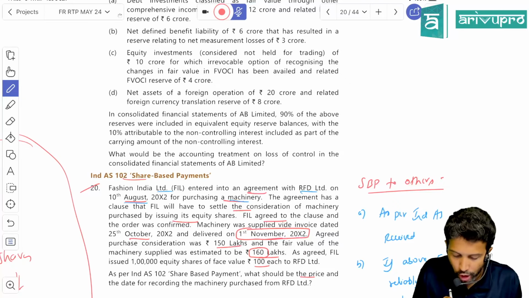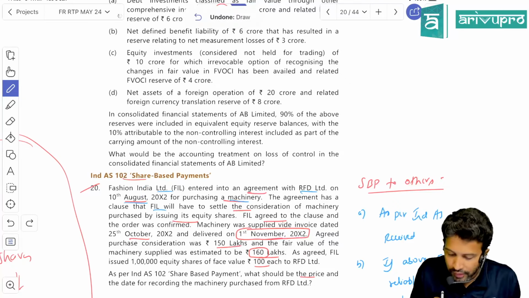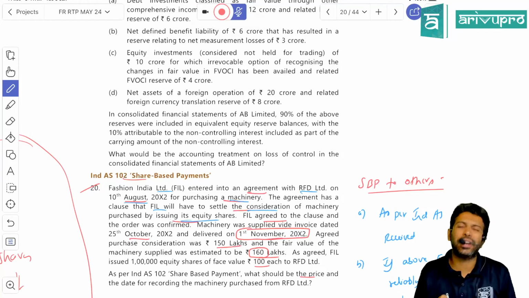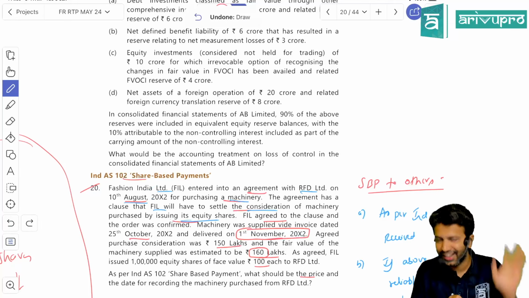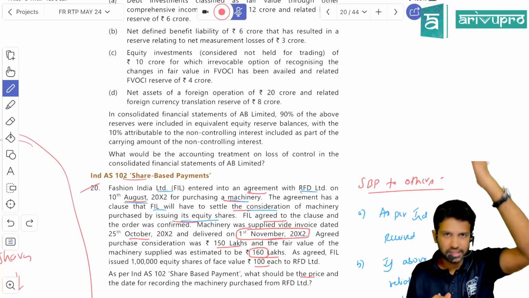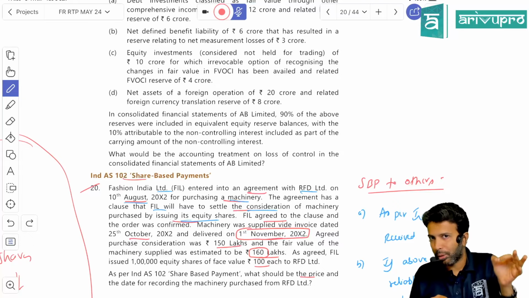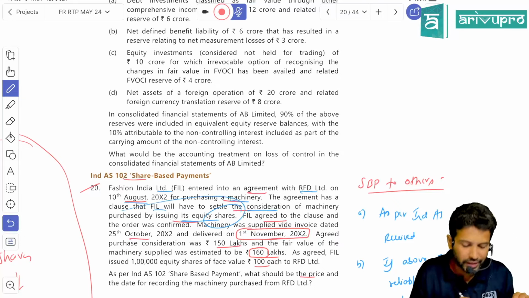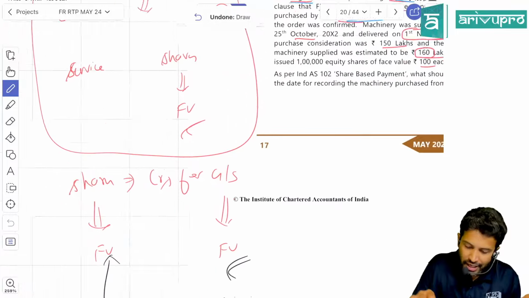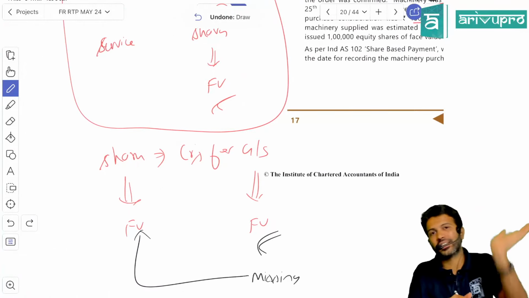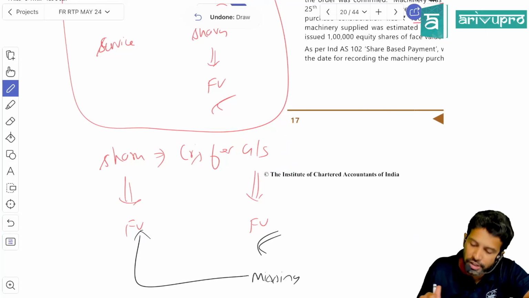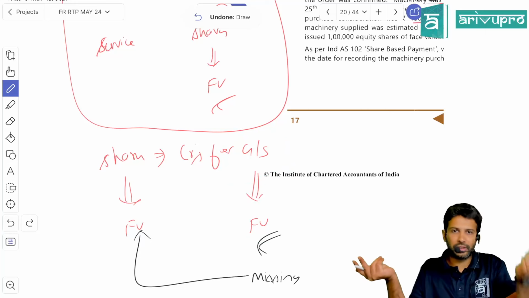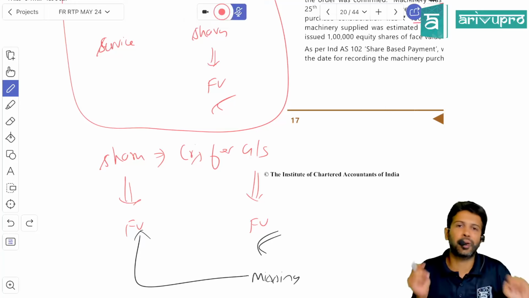The arrangement has a clause that FIL, the company, will have to settle the consideration of the machinery purchase by issuing equity shares. So we are the company, Fashion India Limited, which they're calling FIL. This FIL company has purchased a machinery and is settling the amount not by giving cash but by issuing equity shares. Is this shares given for employees? No, it's shares given to a third party for some goods or service rendered. Here it's a case of goods. Now, which one will you take? We have two components over here: fair value of shares and fair value of machinery. Which one will you prioritize?